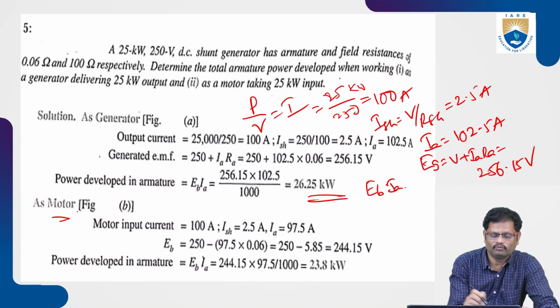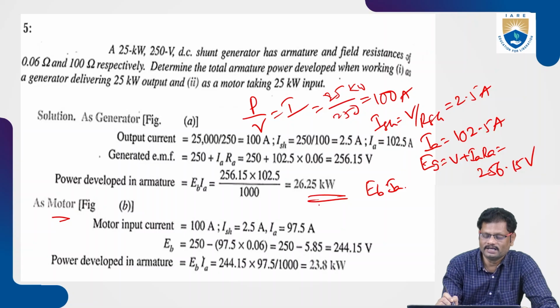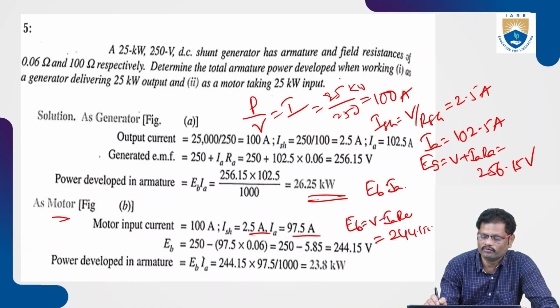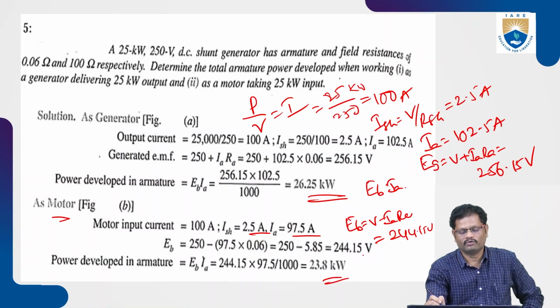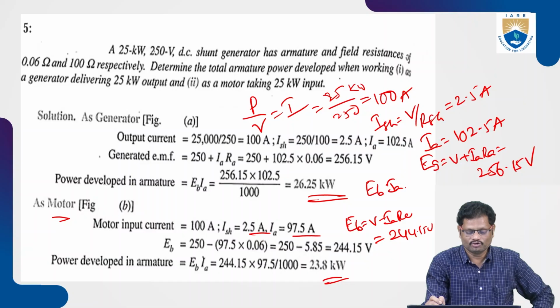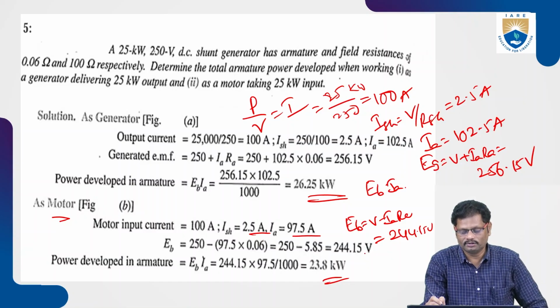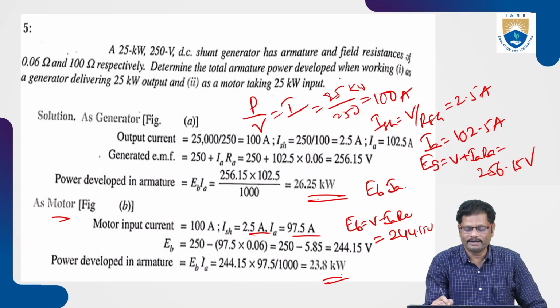And as a motor, we can calculate the motor input current as 100 amps. ISH is 2.5 amps and IA equal to 97.5 amps. And we have EB equal to V minus IA RA. After substituting all the values, we have EB value as 244.15 volts and power developed equal to EB IA, which is nothing but 244.15 into 97.5 in watts, and by dividing that value by 1000, we have the power developed in the armature as 23.8 kilowatt.